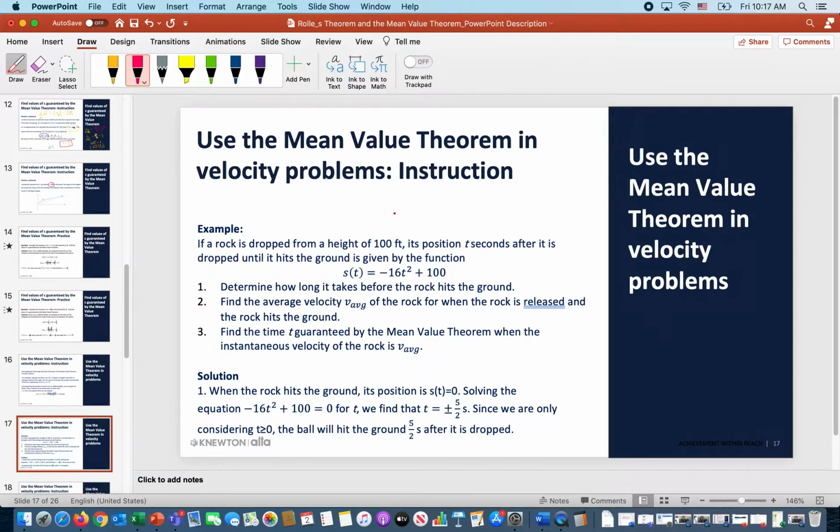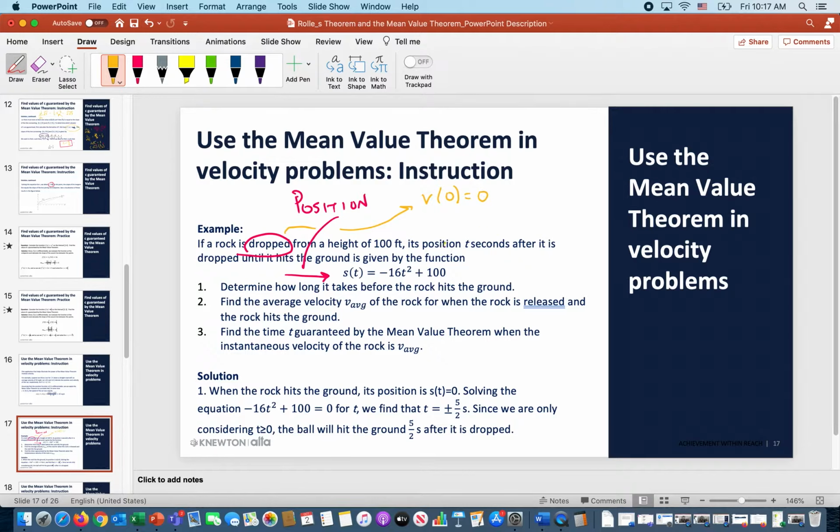So this is a problem involving motion. We have a rock that's dropped from a height of 100 feet. Its position t seconds after it's dropped until it hits the ground is given by this equation here. So this equation, s of t equals negative 16t squared plus 100, is the position of the object, okay? That's the position. Now, there's something about this. It says that the rock was dropped. And because we say that the rock was dropped, there's an implication we make. It's that the initial velocity is equal to 0.